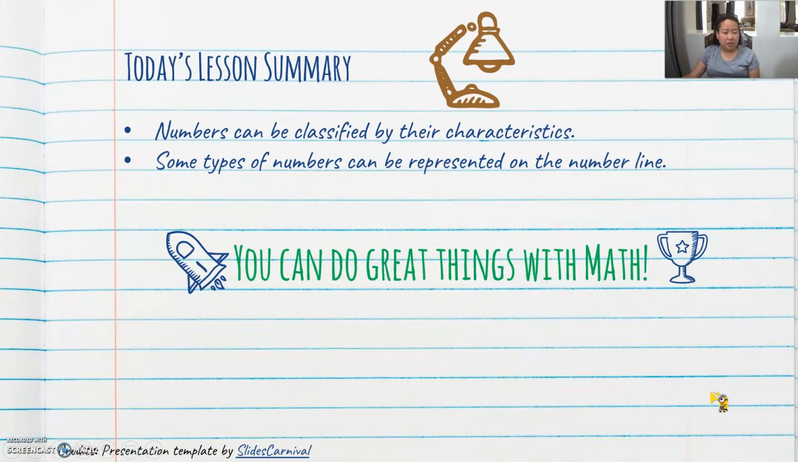So, to summarize, numbers can be classified by their characteristics, and some types of numbers can be represented on the number line. Thank you.